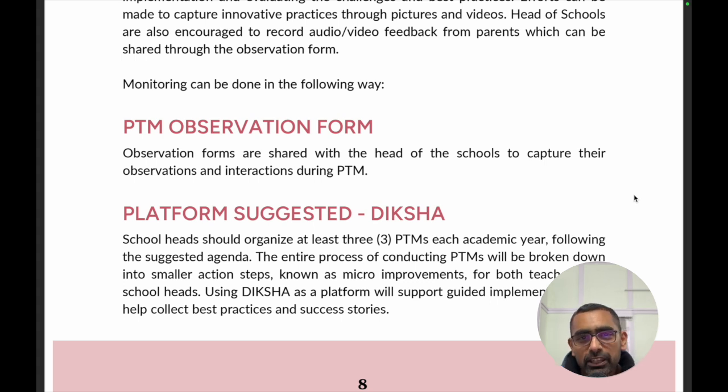Diksha platform can be used for giving micro improvement plans. Suddenly everything cannot be improved, so there have to be micro improvement plans for the school and for the teachers. We can do it together.